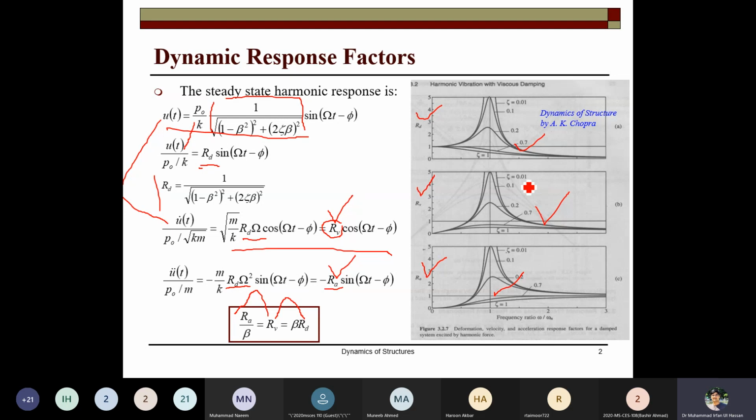And this is important. The reason is that displacement, velocity, and acceleration, all these parameters are very important. When we are using the displacement, the velocity, or the acceleration, these are interlinked.